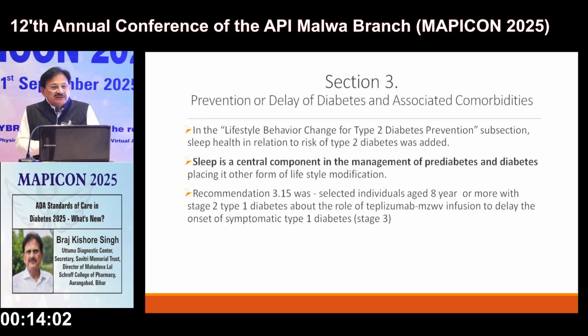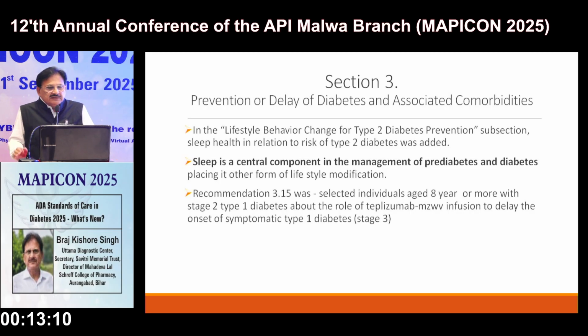In the section on prevention or delay of diabetes and associated comorbidities, under life behavior changes in the type 2 diabetes prevention subsection, sleep health is very important. You all know that in lifestyle modification, first is diet, second is exercise, third is yoga and mental relaxation, but fourth is sleep. Sleep is a central component in the management of pre-diabetes and diabetes, placed alongside other forms of lifestyle modification, because you need 6 to 8 hours of sleep daily. Mobile application use has increased in the younger generation, and it is one of the reasons that type 2 diabetes mellitus is increasing in the younger population in our part of the world also.